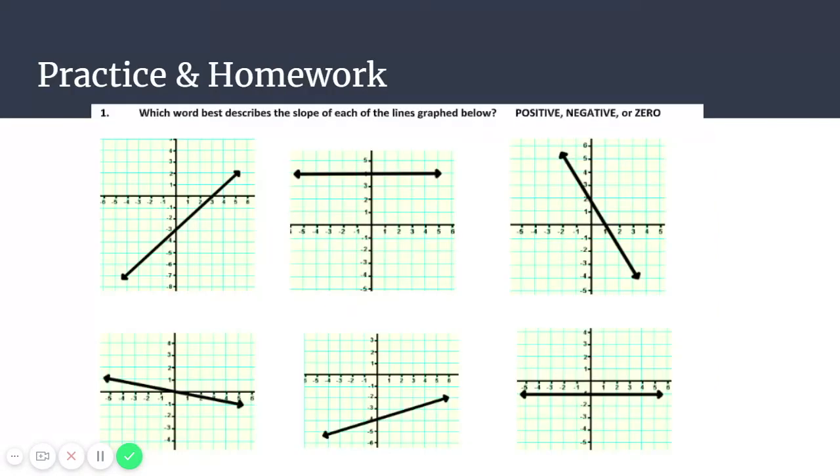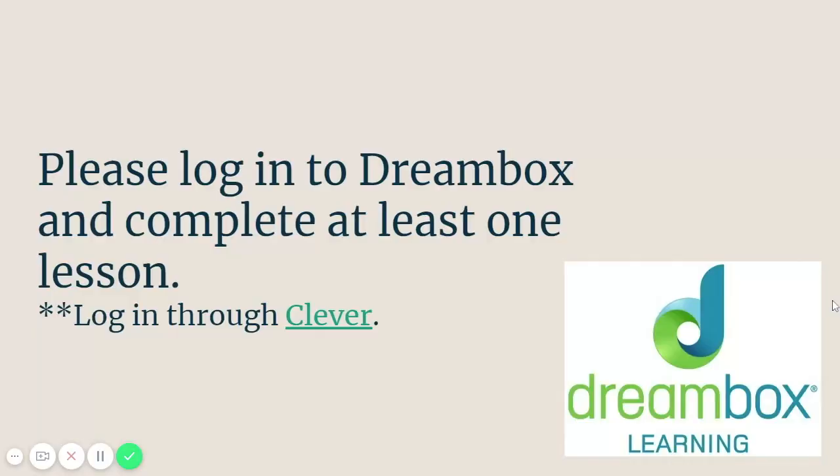For your practice and homework, please look at the 6 diagrams that are given, and it says which word best describes the slope of each of the lines graphed below, positive, negative, or zero. We'd ask that you please label all 6 of the graphs accordingly. We will go over these answers at the top of tomorrow's session.